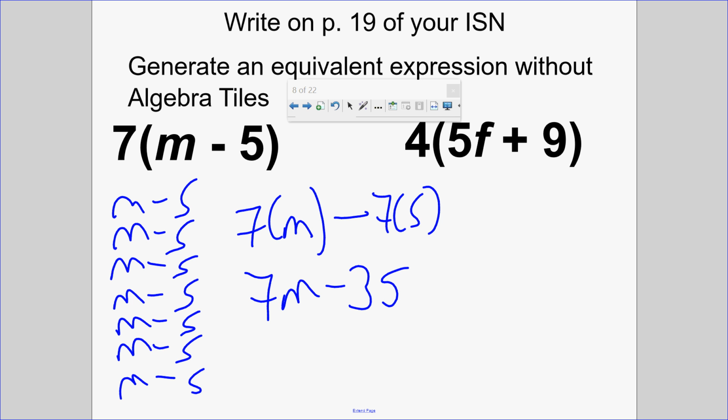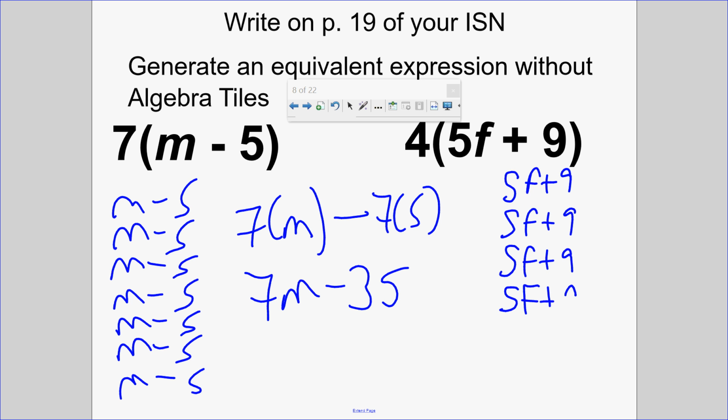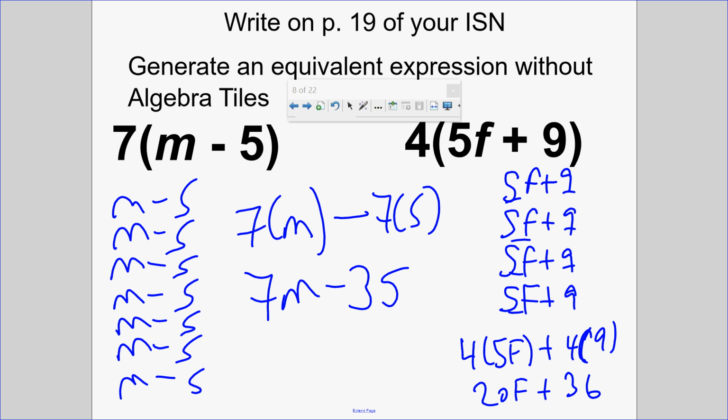4 times the quantity of 5f plus 9. 5f plus 9, 5f plus 9, 5f plus 9, 5f plus 9. So how many groups of 5f's do you see? I see 4 groups of 5f's. Plus, how many groups of 9's do you see here? I see 4 groups of 9. So what is 4 groups of 5f's? 20f. Plus, what's 4 groups of 9? 36.